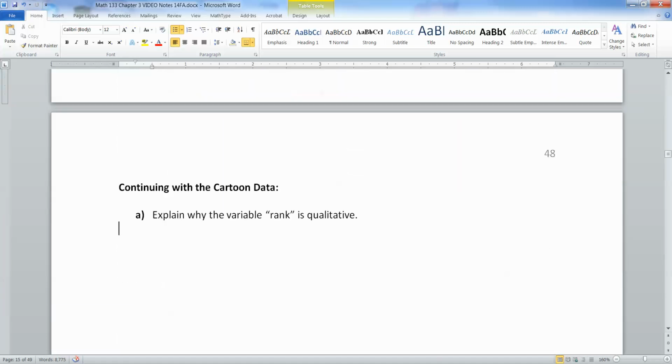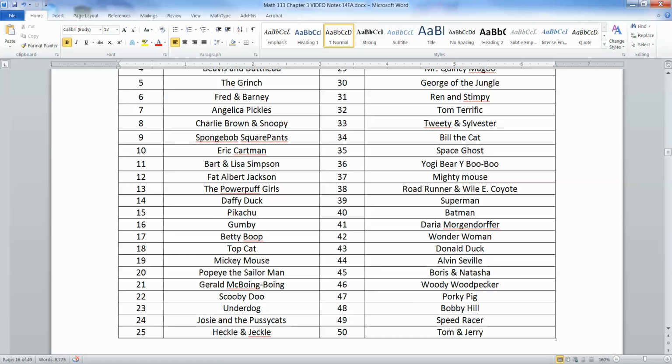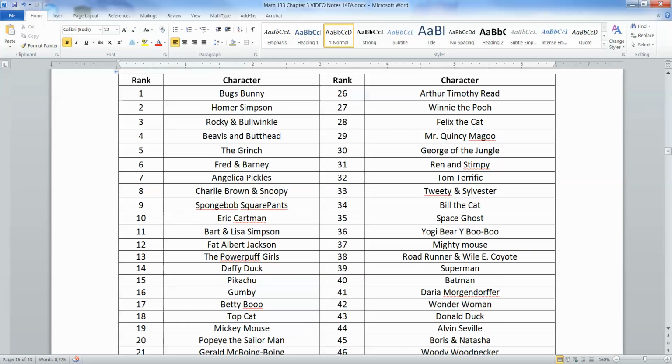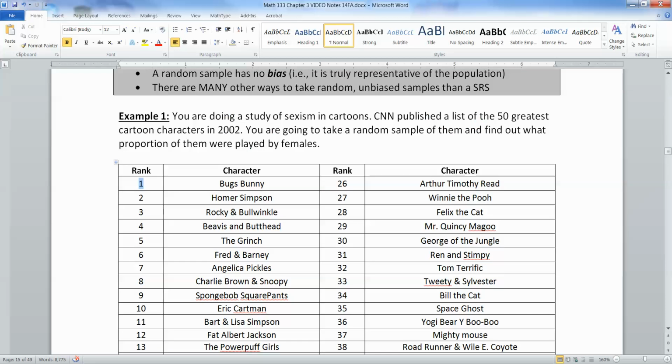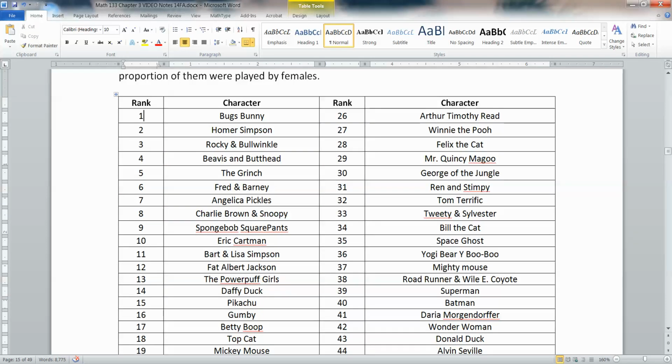Well, first of all, before we get into that, let's remind ourselves that rank is qualitative. These numbers, 1 through 50, are just labels. You know that the people that wrote this poll considered Bugs Bunny to be better than Homer Simpson, but you don't know by how much. There is no set difference between 1 and 2. And if you want to take the average of 6, 10, and 15, it doesn't mean anything, right? You can't take the mean of it.